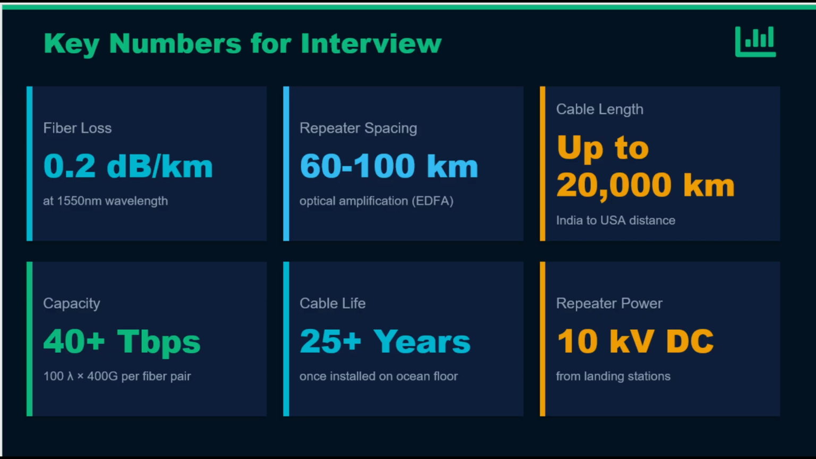Now some important numbers you should remember. Fiber loss is 0.2 dB per kilometer at 1550 nanometers. Repeater spacing is every 60 to 100 kilometers. Cable length can go up to 20,000 kilometers. That is the distance from India to USA.